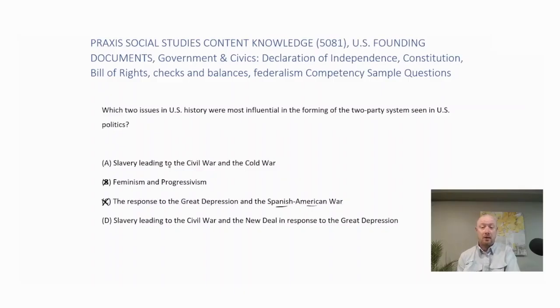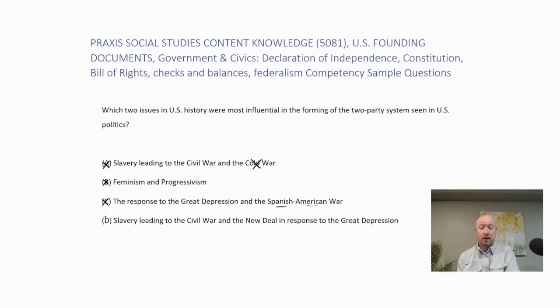Same thing with choice A. We have slavery, which definitely would be an issue that could create a two-party system, but the Cold War would be something that's not as divisive, that's not going to separate us into two sides of a political system. So I'm going to eliminate A.